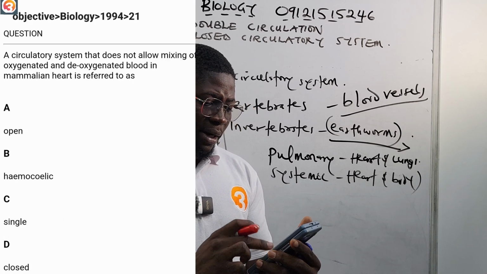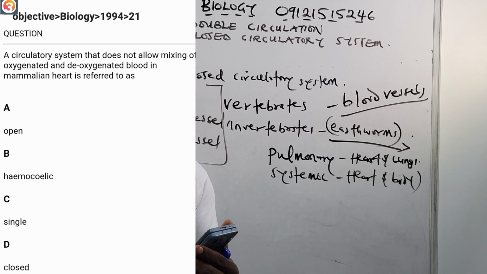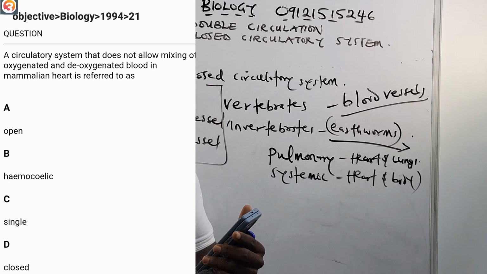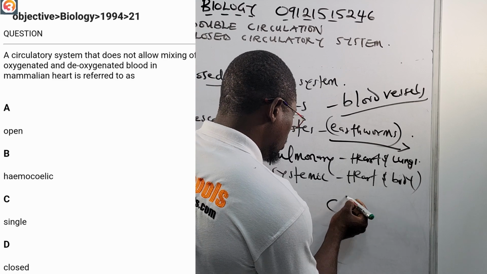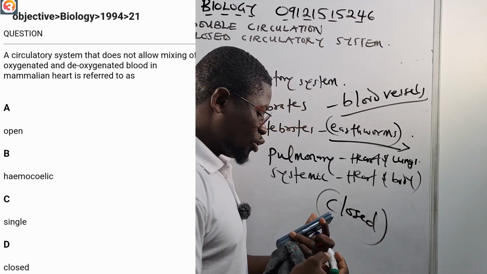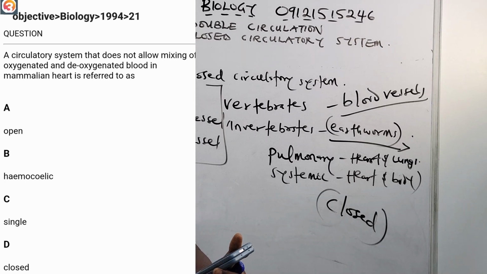Let us see another one. 1994 number 21. A circulatory system that does not allow mixing of oxygenated and deoxygenated blood in the mammalian heart is referred to as what? A says open, B says hemocyclic, C says single, D says closed. Obviously, it is the closed circulatory system. It does not allow mixing of blood. They have blood vessels that help them to conduct this blood.